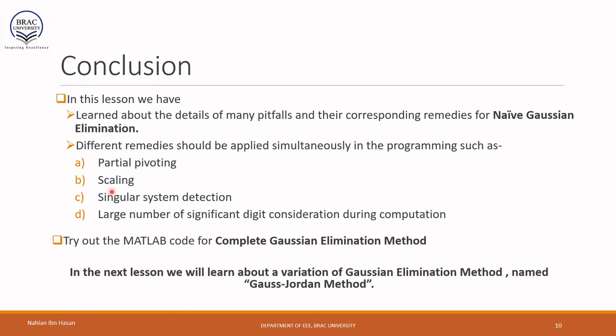In the next lesson, we are going to learn about another extension, or another variation of the Gaussian elimination method, which is named the Gauss-Jordan method. That's an extension of the Gaussian elimination method, and we are going to cover the details of that in the next lesson.